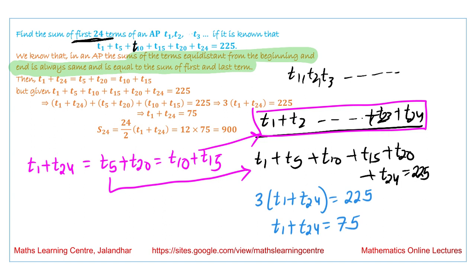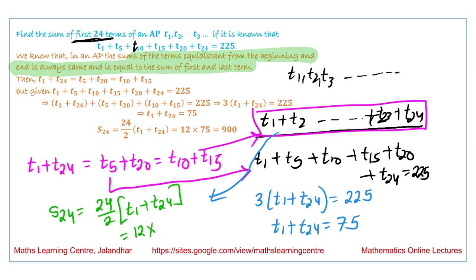Now we want to calculate the sum of the 24 terms. So the sum of the 24 terms, S24, is equal to 24 by 2 into t1 plus t24, and the answer we obtain is 12 into 75, and this is equal to 900. So this is the sum of these terms.